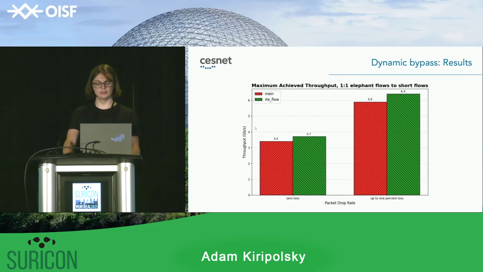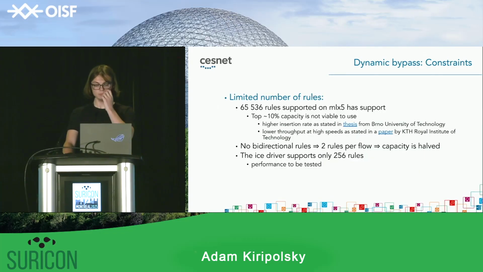Again, we have a similar layout of the graph. On the left side, at the 0 loss, and on the right side at the up to 1% loss, we were achieving quite similar results, proving my point that in an environment with a similar ratio of large flows and short flows, both types of bypass perform similarly. That was about the testing we have performed.